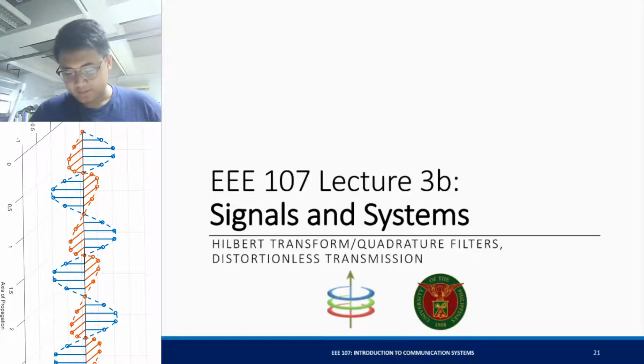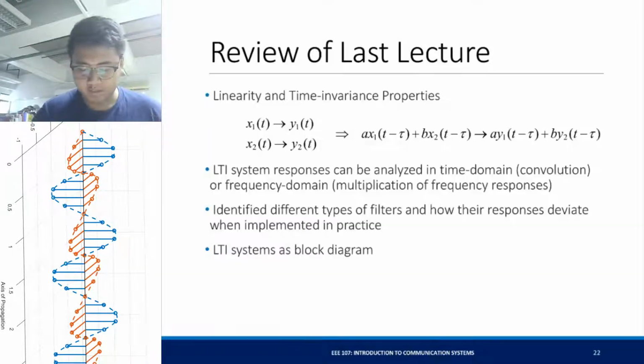Okay. So in this part of the lecture, we'll be talking about the Hilbert transform and what we call the quadrature filter, which is an important element of communication systems. And after that, we'll be talking about distortion. Okay. So just a review of the previous lecture.